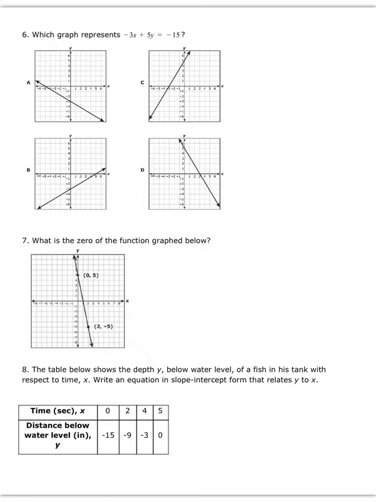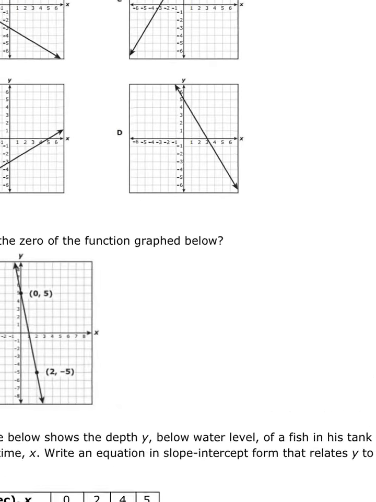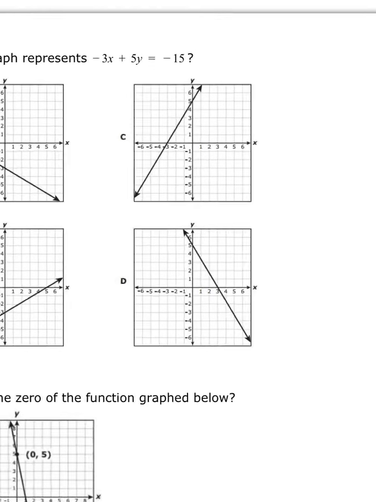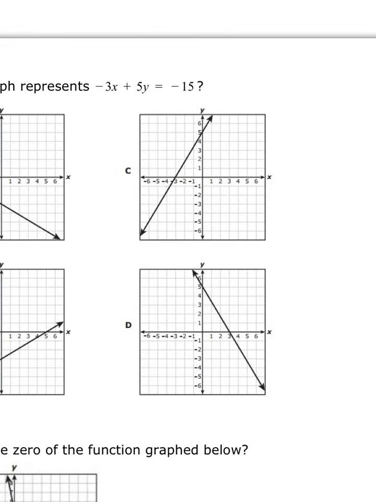Right. Number 6 says, which graph represents negative 3x plus 5y equals negative 15? What do you mean the same thing we just did? Yeah, you can graph it. Is that what you meant, Jaden? Yes. Graph it. Say it again. Yes, so graph the relation.